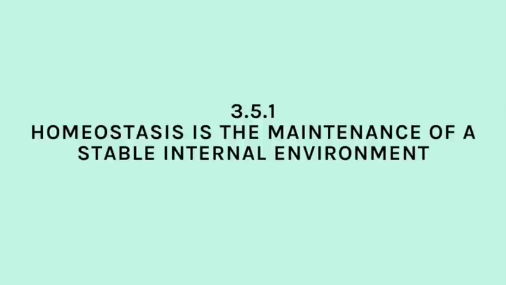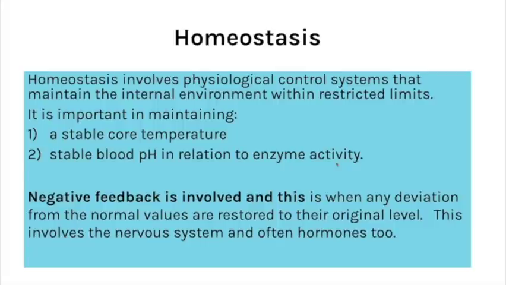The first topic is homeostasis, and this involves physiological control systems to maintain your internal environment within set restricted limits. The examples that you need to know are maintaining the core body temperature and maintaining the blood pH, in relation to enzyme activity. For those two, you don't really need to know much of the details. It's just knowing that those two conditions are controlled, and you'd need to know why in terms of the effect it has on enzyme activity.